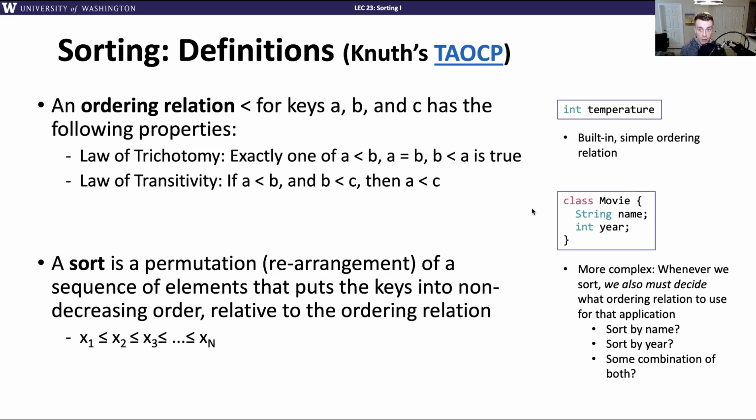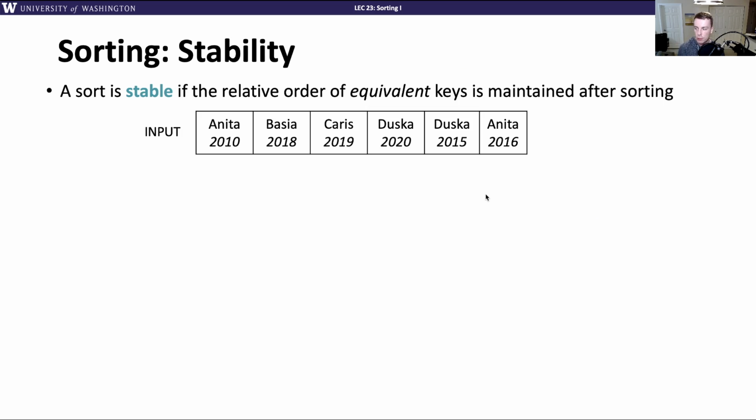So that's our first definition, an ordering relation. The client decides how things should be less than or greater than or equal to, and it should in some sense make sense by following these laws. And so it's up to the client to decide how you compare movies. The second definition we're going to need is one that we call stability.